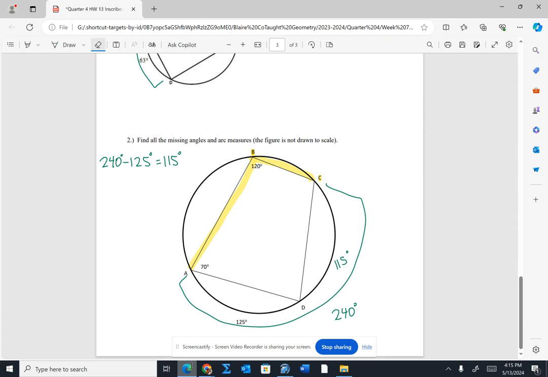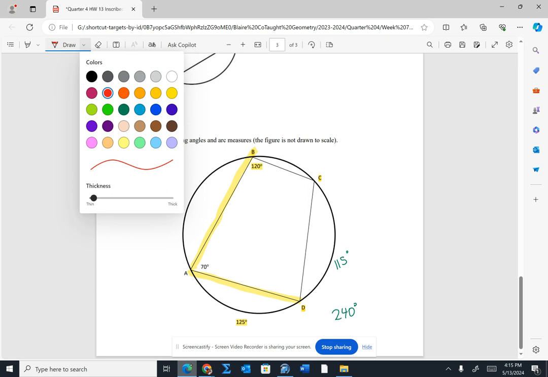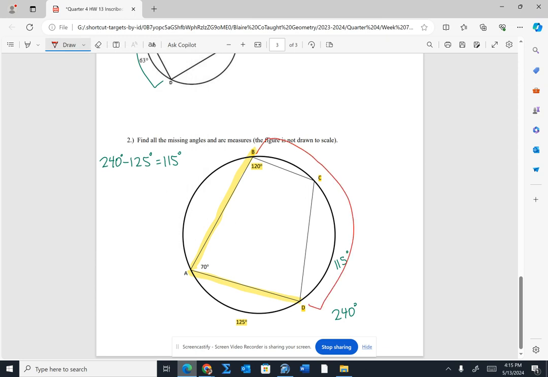All right, let me erase that, and then I'm going to do something really similar with my other inscribed angle, which has a measure of 70 degrees. This highlighter has a mind of its own. All right, I'm going to switch colors here. 70 degrees is the inscribed angle, so that means that the arc that it intercepts is twice as big, which is 140 degrees. So if I want to know what's left for arc BC, I can just do 140 minus 115, which is 25 degrees.